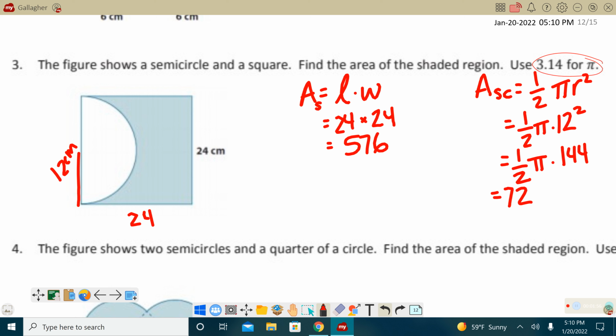But again, in our directions, it says to use 3.14. And when you multiply those, you get 226.08.